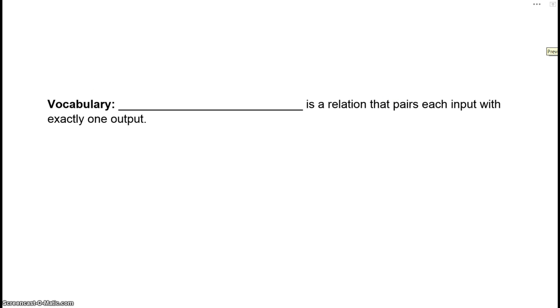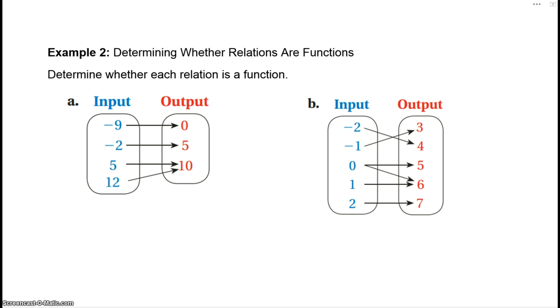So our last vocabulary word is a function. A function is a relation that pairs each input with exactly one output. That's the main thing to take away. Each input can only have one output. And what I mean by that is negative 9 has an output of 0. This input only has one output, so that's good. Negative 2 has an output of 5, so each input has one output, so that's okay.